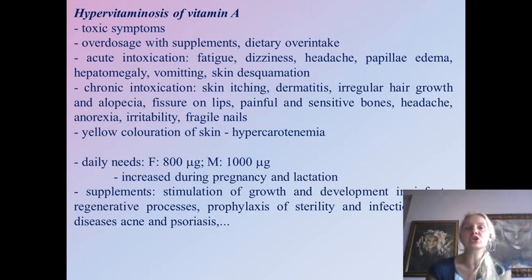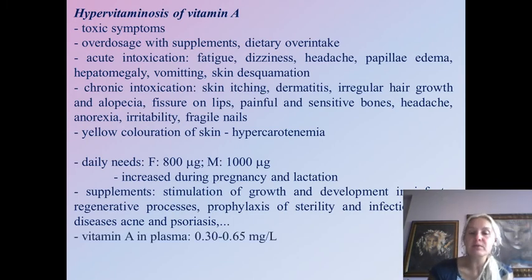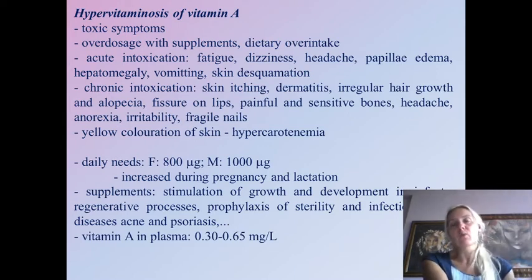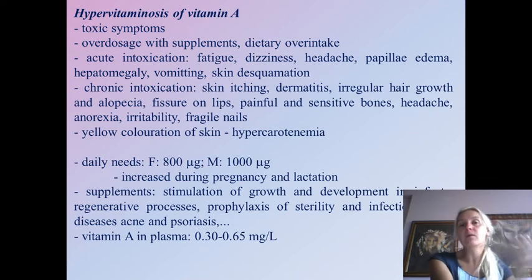Usually the physiological levels of vitamin A in blood range from 0.3 to 0.65 milligrams per liter. And those would be the general information about vitamin A and its importance for us. Of course, this is just the tip of the iceberg, and there is much more. Honestly, I could talk about vitamin A and all other liposoluble vitamins for hours and hours. But of course, here we are to give just a brief overview of the issues.